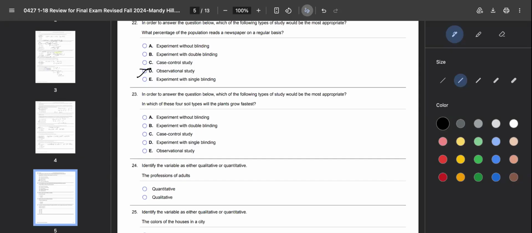And so it's okay that we would say that it is an experiment without blinding. Whoever's doing the experiment knows which type of soil the 4 different soils are. And the participants are the seeds, or I guess the seeds in the soil, and there's not a reason to make them not know because they don't know anything, because they're inanimate objects. So it's an experiment without blinding.